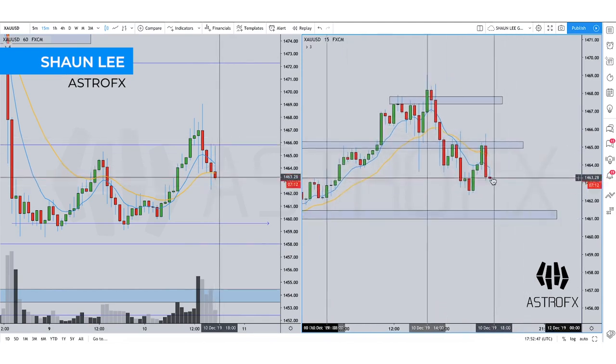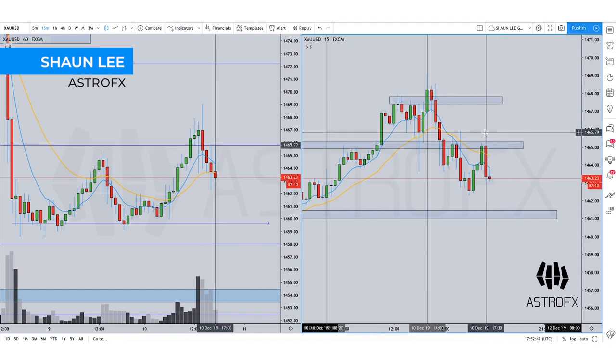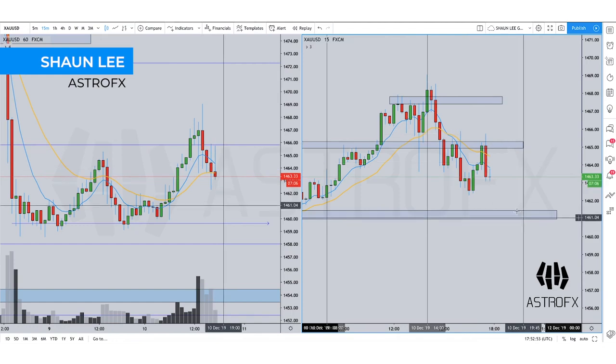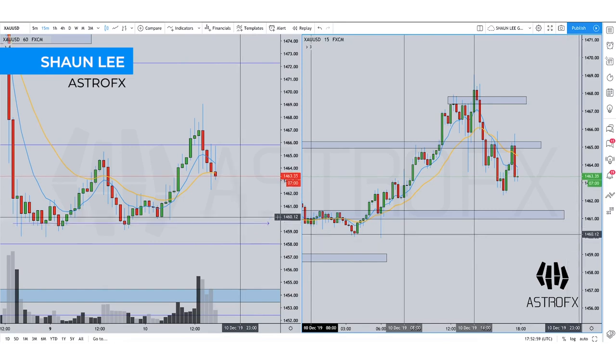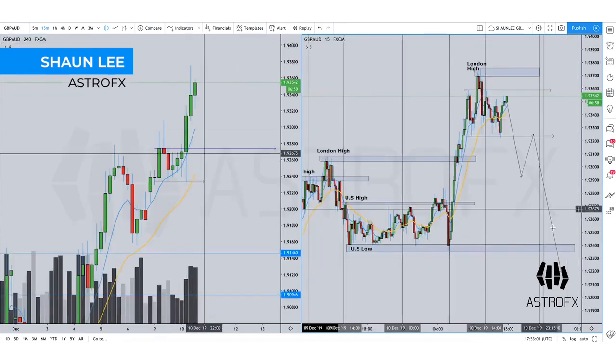In the case of this being a trade setup, the stop will go 3 to 5 pips above the last candle high, 1466, I would say. And I'll keep target open on this one, but have a target in mind of 1459. So I still have 30 or 40 pips on an intraday perspective.